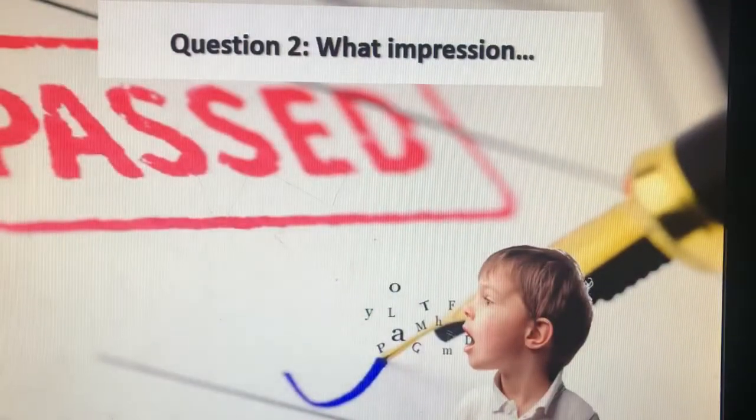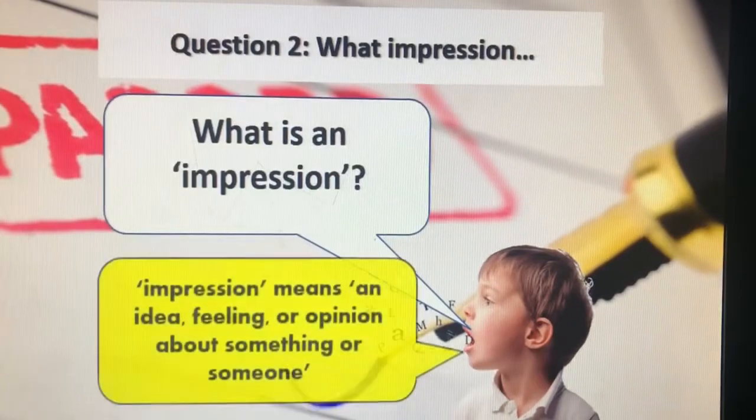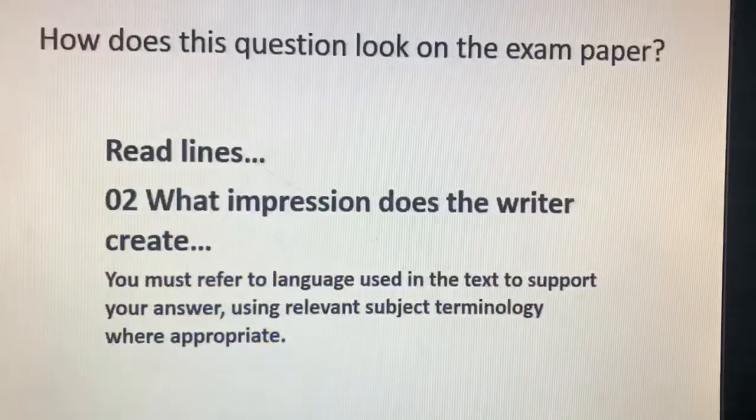Question 2 asks, what impression? What is an impression? An impression means an idea, feeling or opinion about something or someone. This is how the question would look on the exam paper. As normal, there is a certain number of lines you need to look at, and then it asks what impression the writer creates about a character or situation.